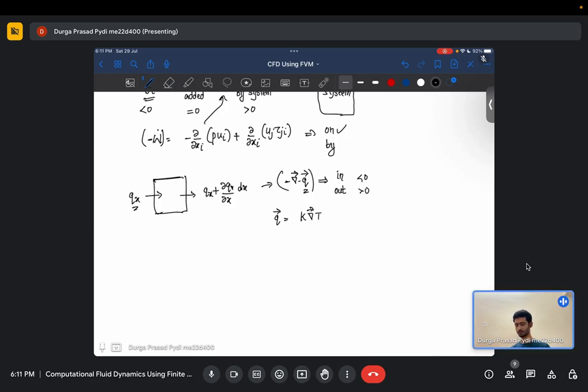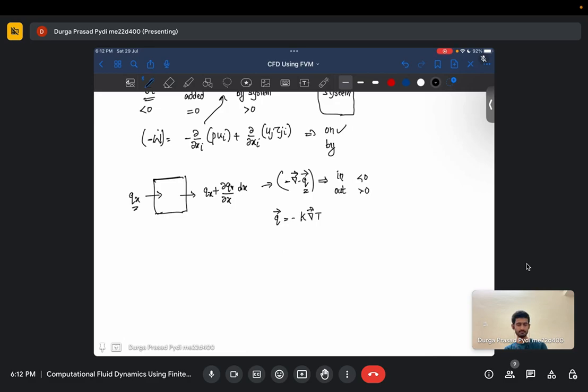Okay, now maybe I should ask again. Do you think minus comes here or not? Maybe there is some confusion regarding the signs. There should be a minus sign, I think. Yes. Okay.